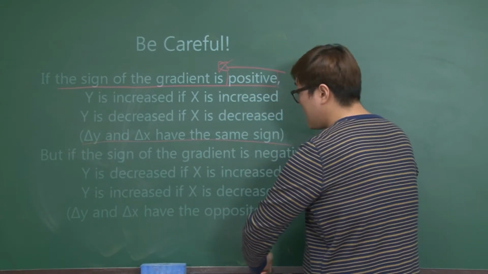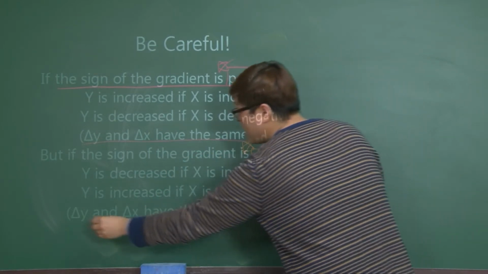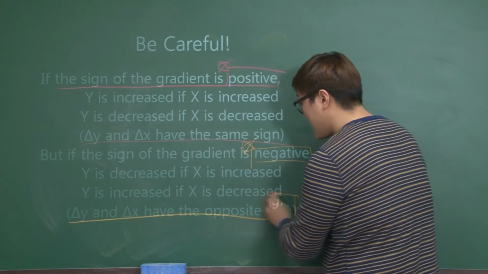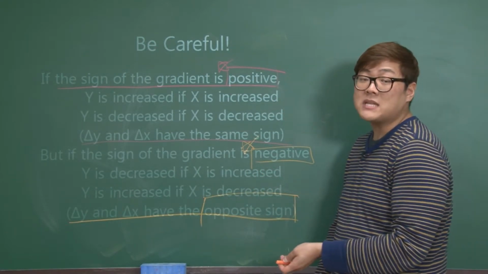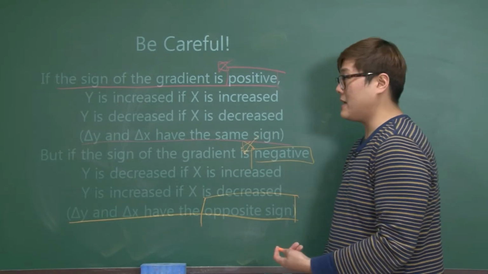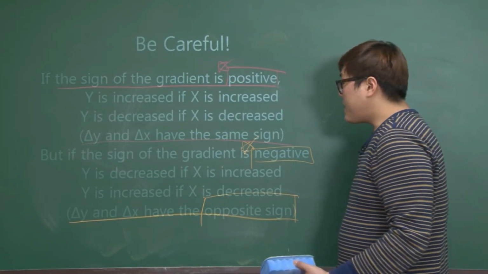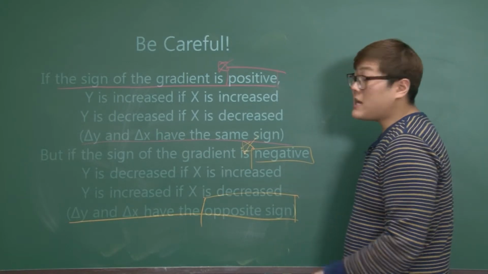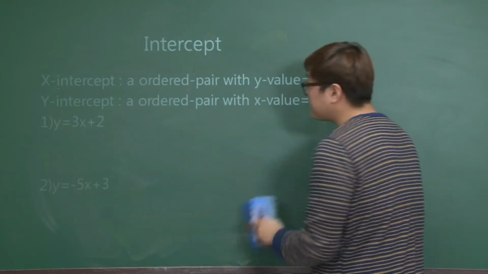But if the sign of the gradient is negative, delta y and delta x have opposite signs, which means if x is increased, y is decreased, and if x is decreased, y is increased. So this is all you can know about gradient. Let's move on to the next slide then.